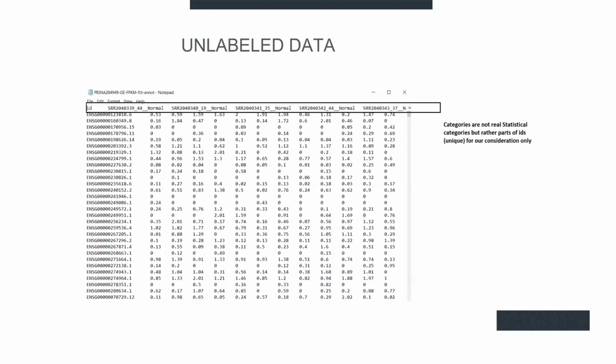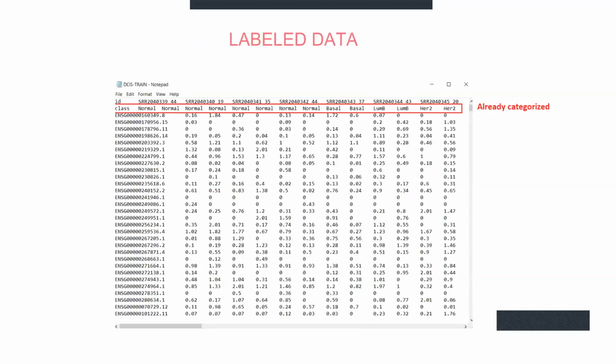On the other hand, we had labeled data that has this same ID column, but it also has this class, which has absolutely the same names for various samples. For example, we have 7 or 8 normals here. They have absolutely the same names. We have luminals, basals, etc. So this column is called a class, and it's used to categorize data. So in essence, this is the difference between labeled and unlabeled data.